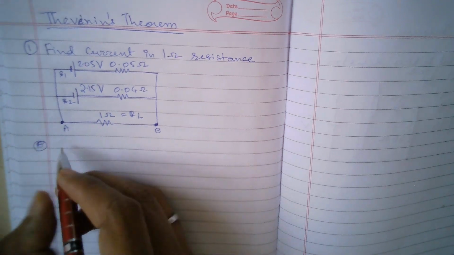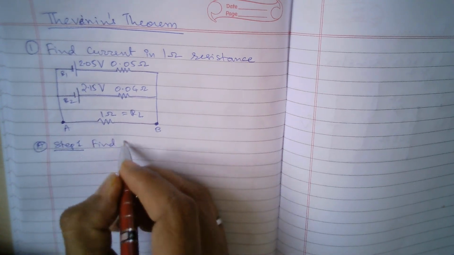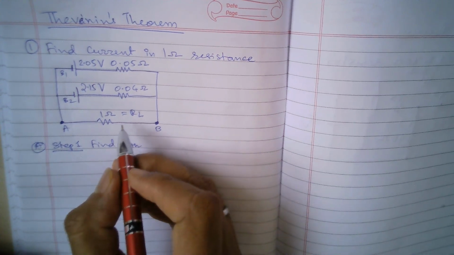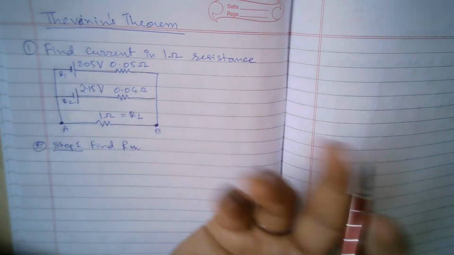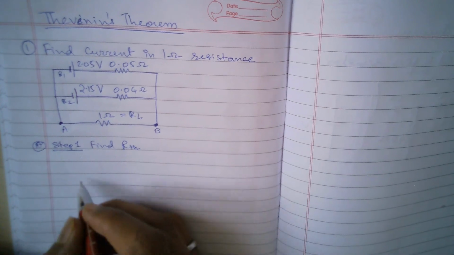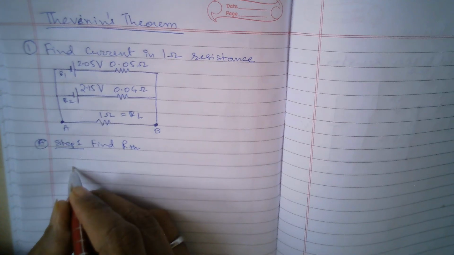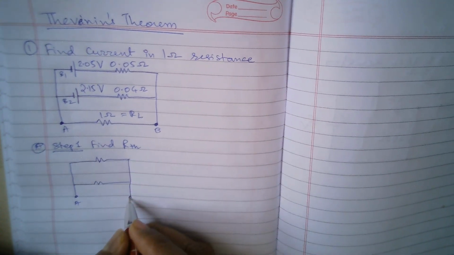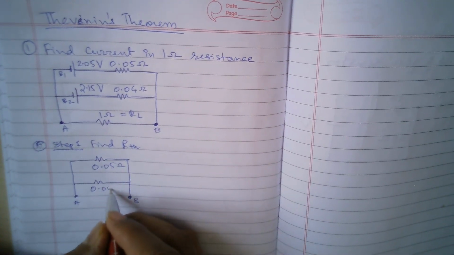So Thevenin's theorem, step 1 is find Thevenin's impedance RTH or Thevenin's resistance. How to find Thevenin's resistance? Remove the load resistance, short circuit the voltage sources and open circuit the current sources if any, and then find the resistance between the 2 points. So if I redraw the circuit, first I remove the load resistance, then I have this point A, then I have B. So this is 0.05 ohms and this is 0.04 ohms.